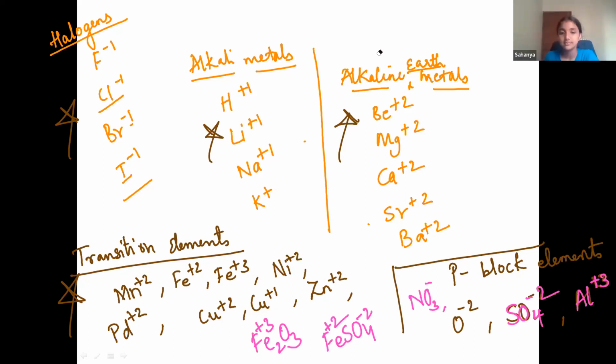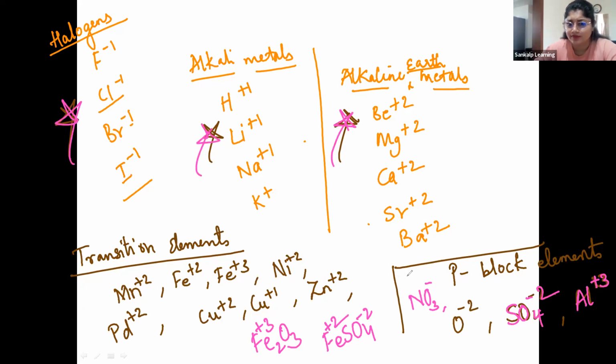Which are important for you are only these. Transition elements, you don't need so much now. Using these charges, 2, 3, 4, you can form the compounds.